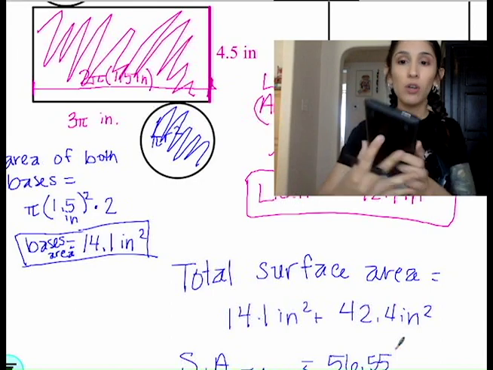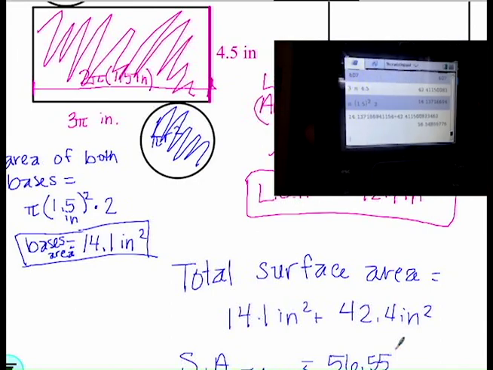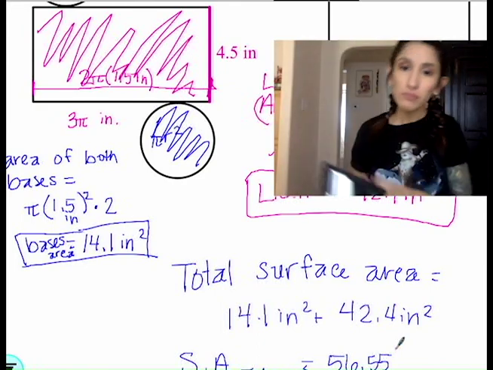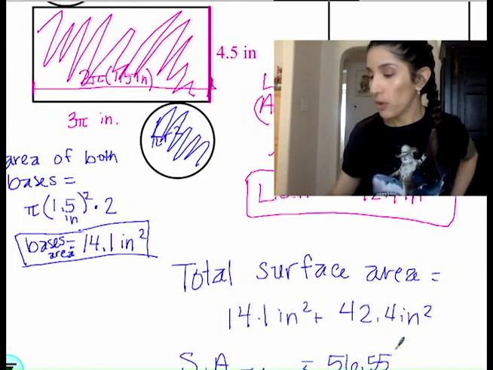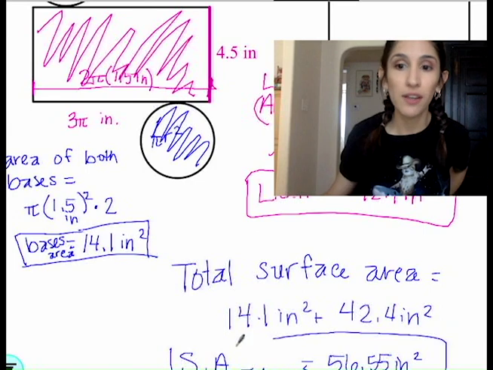I don't know if you can see too easily on the calculator, but that's how I got my calculations there. I used the exact numbers rather than the rounded numbers, so that way I could get a more accurate answer. So 56.55, again, inches squared is what we're talking about here. So that would be my total surface area for my can.